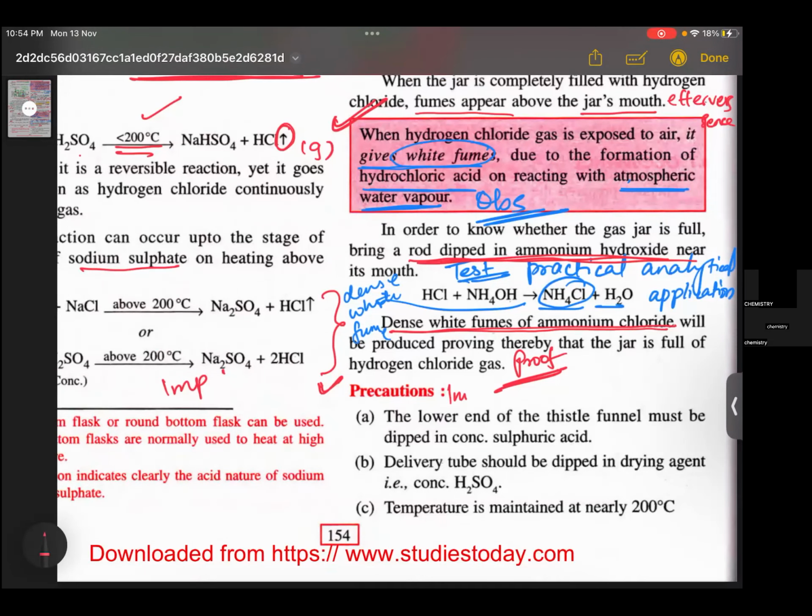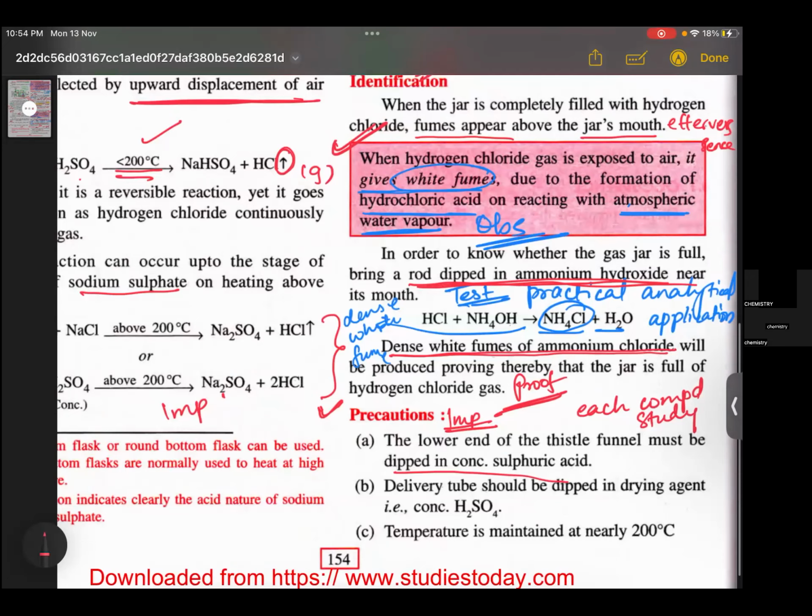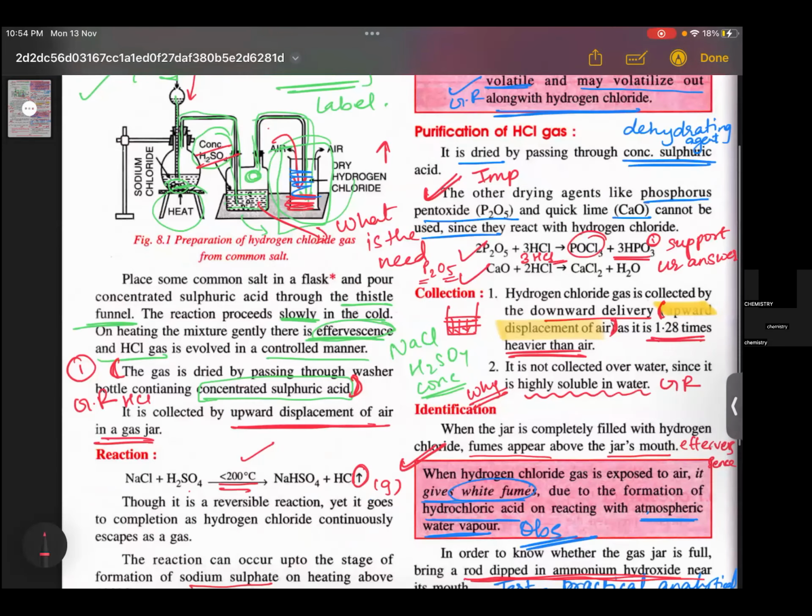Again, precautions are very important. You will have precautions in each compound study. In each compound study, some of the precautions may overlap, but you need to know the precautions. So the lower end of the thistle funnel must be dipped in concentrated sulfuric acid. This must be dipped inside. If it is not, then the gas won't really reach down. It will just escape out.